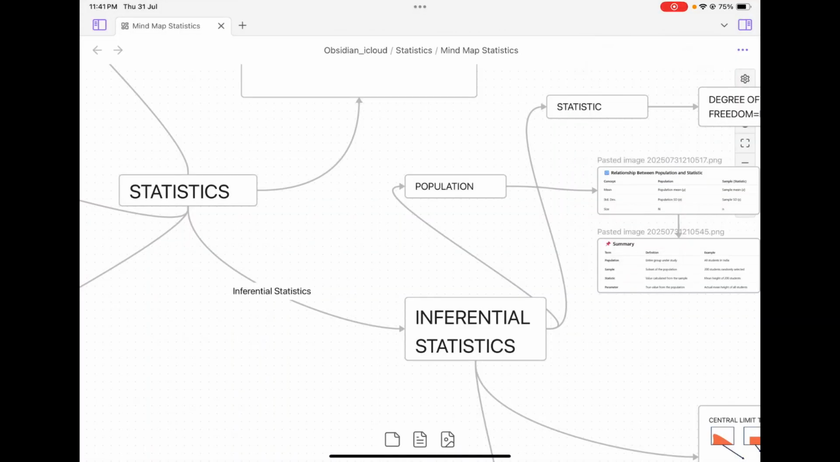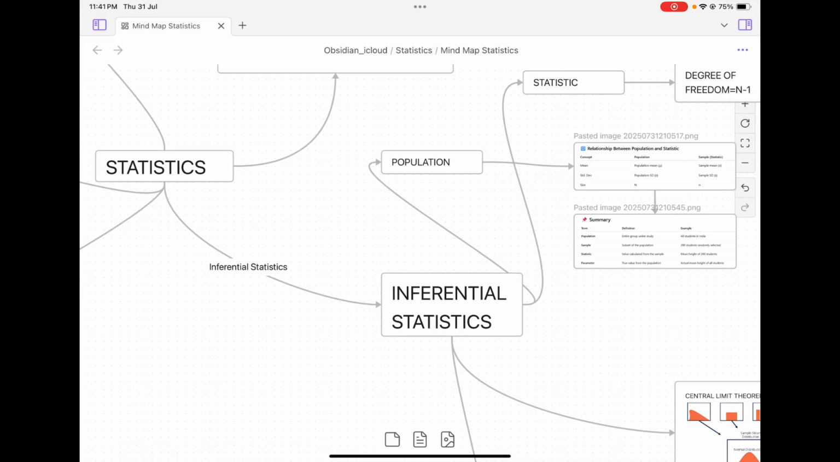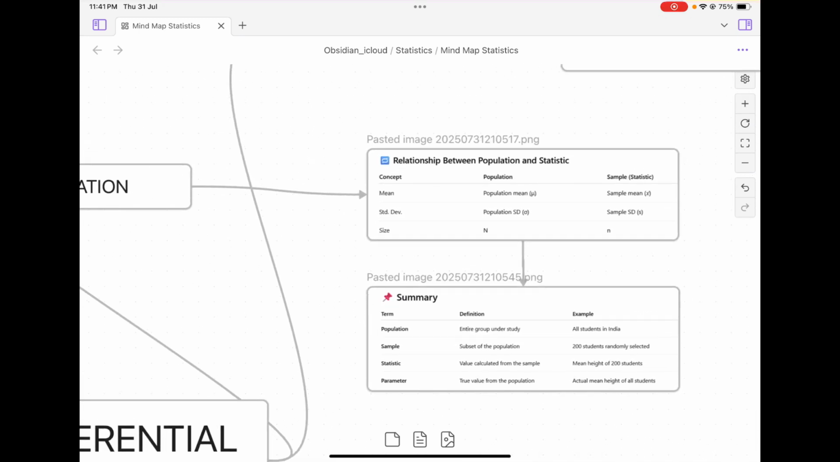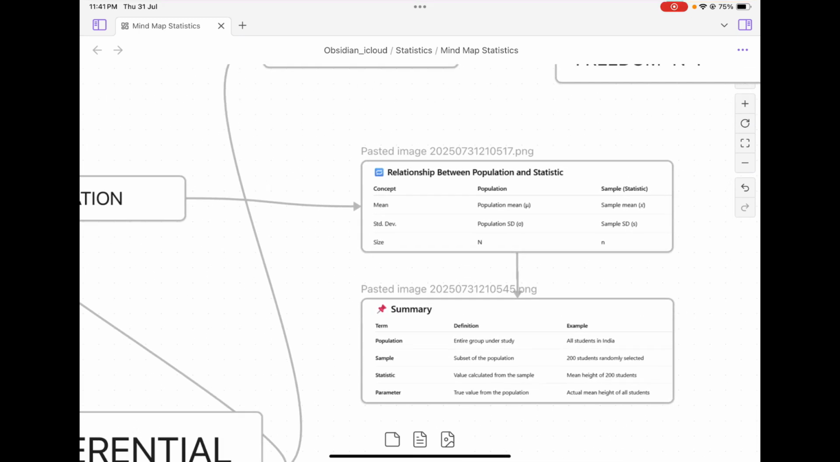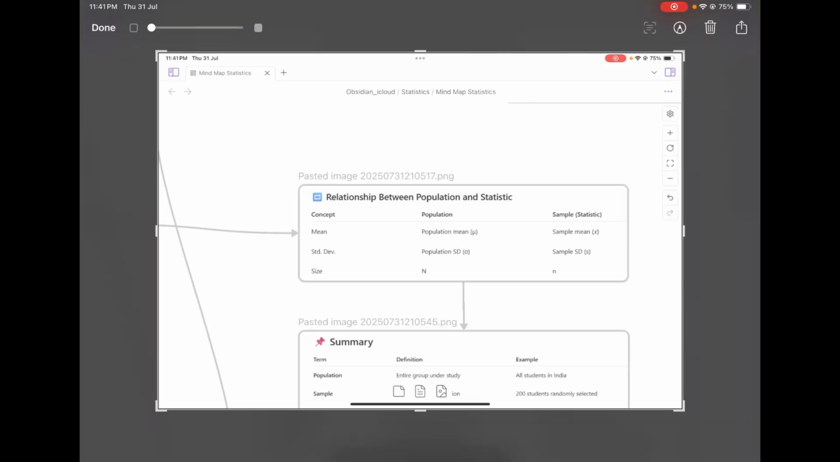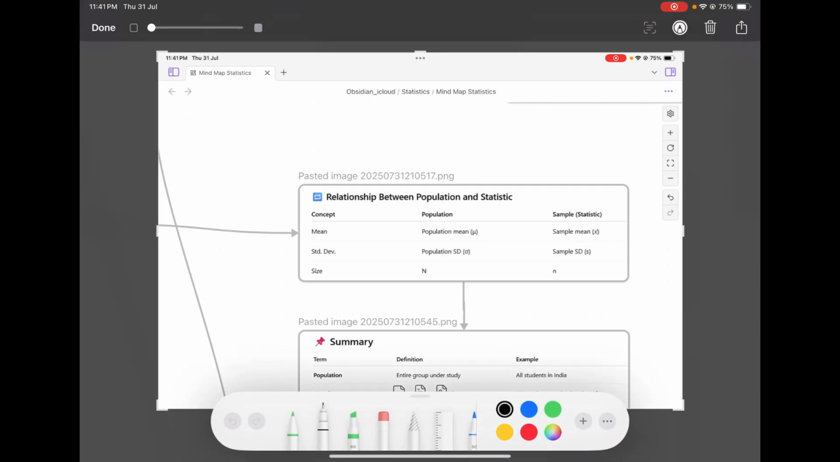So in this lecture, we will learn about what is population and what is statistic. So let us see the difference between them. Inferential statistics is basically used to make some inferences from a population. Suppose you are given a data.